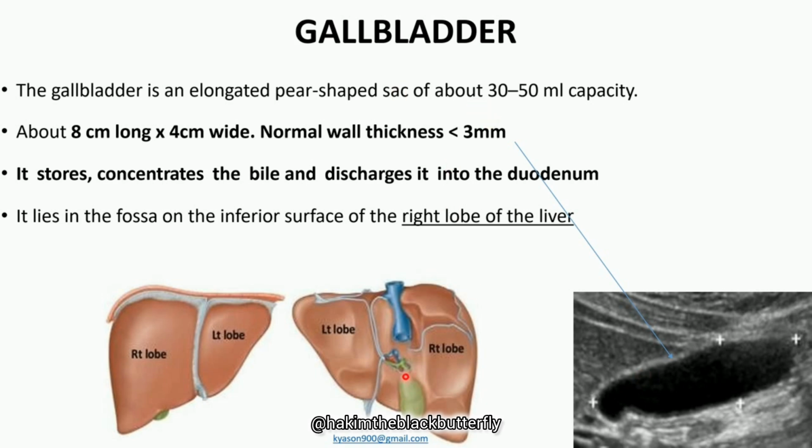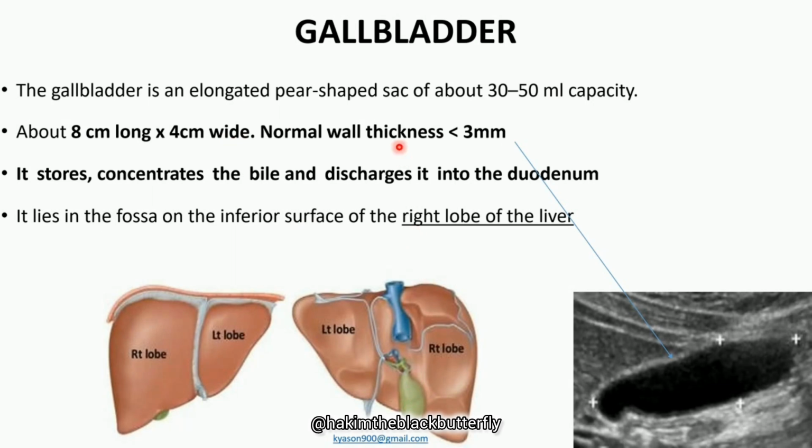Then, of course, by shape, you can see our structure is pear-shaped. But of course, the shape can vary. It can be cylindrical, can take up various shapes, but in most people, it's just a pear-shaped sac. It can hold about 30 to 50 mils of bile. If you look at its dimensions, the length is 8 centimeters, the width about 4 centimeters.